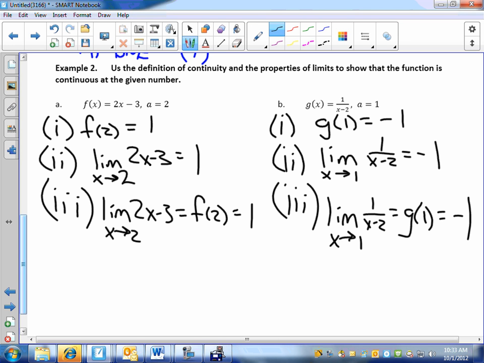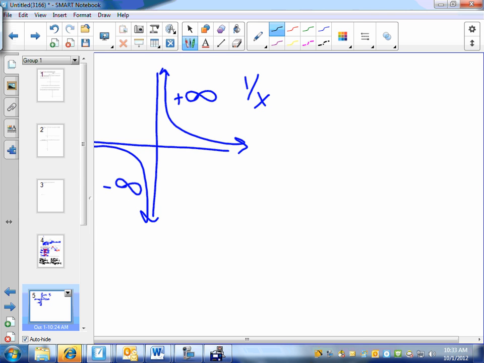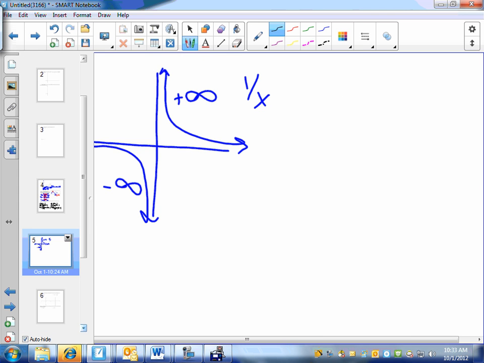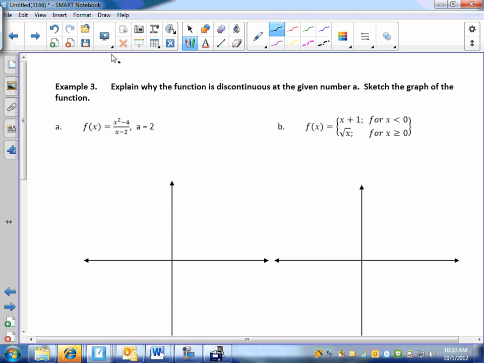Those are the requirements for continuity. Any questions on those two? Can you memorize those three pieces? Good. Let's flip over. Did Laura say no? Laura Piper. I'm surprised.